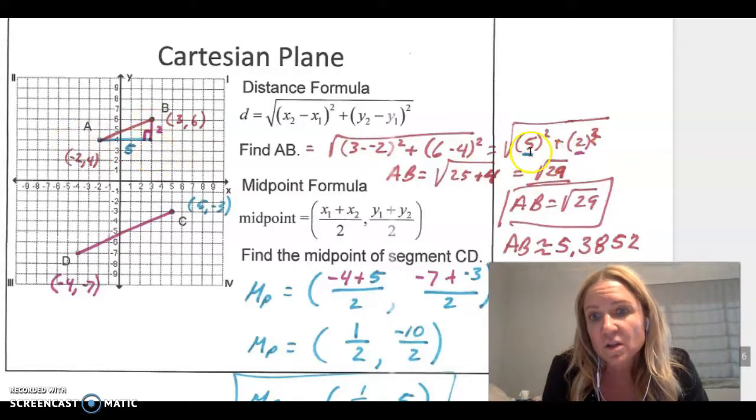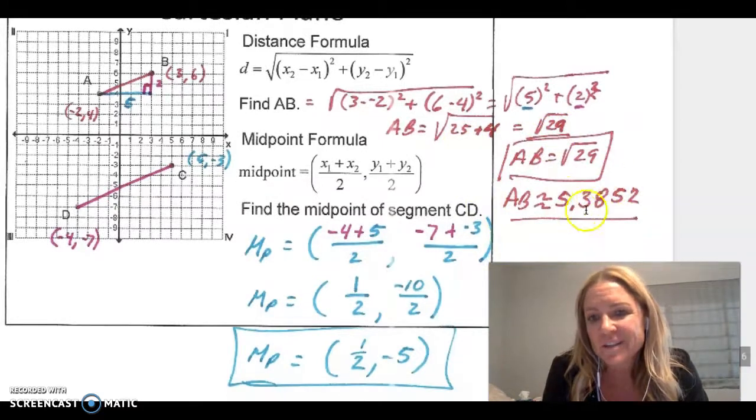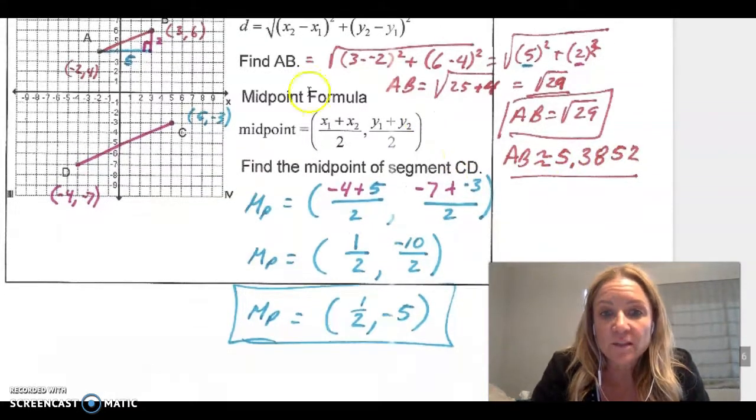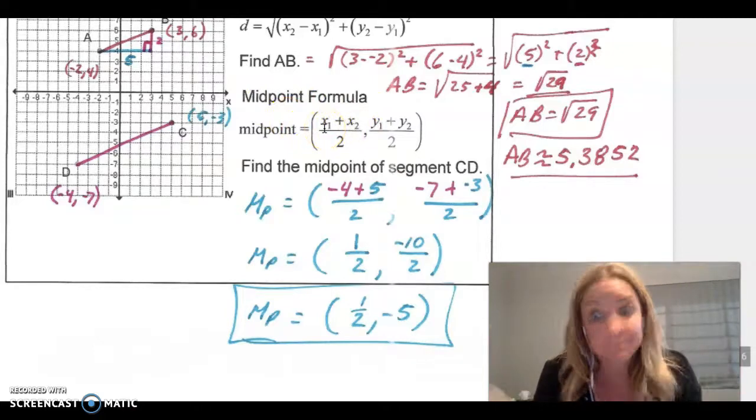So just use 5 squared plus 2 squared. You'll get the same answer, square root of 29, which is a decimal of something like 5.3852. Okay. The other formula is the midpoint formula. Midpoint formula is finding the middle.